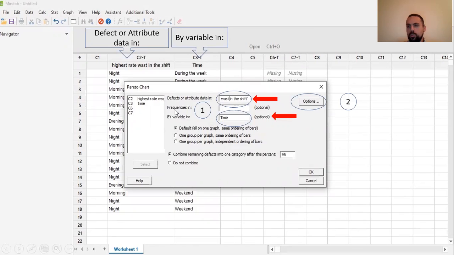But we don't have frequencies in this information. We don't have numerical information. But we have a category which specifies whether each shift was during the week or at the weekend. We need to put that column in this part, by variables. I specify its name as time, and put that column in this part, by variable.